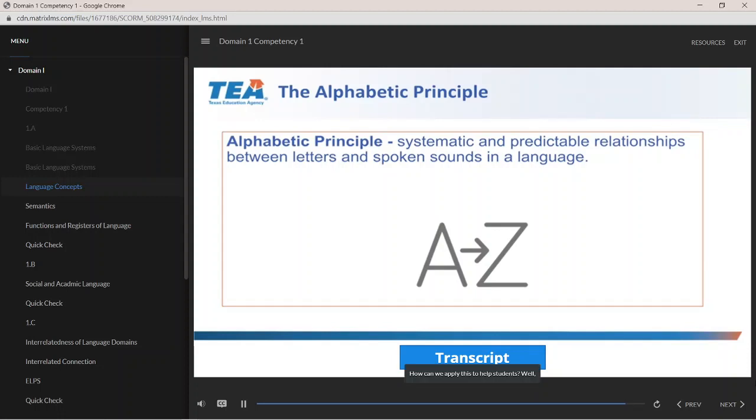How can we apply this to help students? Well, phonetic similarities and differences between a student's primary language, L1, and English, L2, can serve as background knowledge for new understanding in L2, based on the alphabetic principle or relationship between phonemes and graphemes.